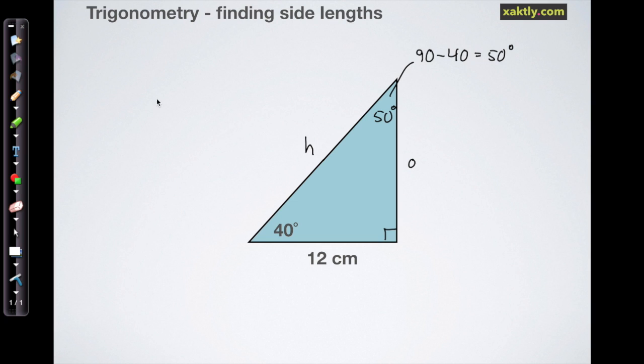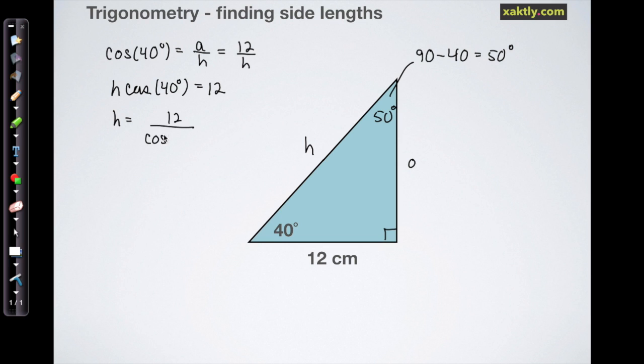I'll label the opposite and hypotenuse, and then I'll just start writing some trig functions and see where it takes me. I have the adjacent side, so the cosine of 40 degrees is the adjacent side over the hypotenuse, which is 12 over the hypotenuse. And if I rearrange this, I would multiply both sides by h and then divide by cosine of 40. I get that the hypotenuse is just 12 divided by the cosine of 40 degrees. When you work this out on your calculator, just make sure that you have your calculator set in degree mode and not radian mode. And so we get a length of 15.66 centimeters for our hypotenuse.